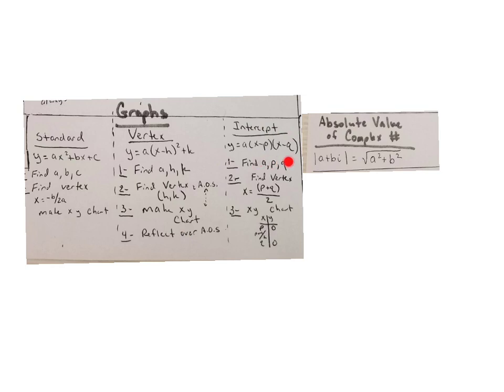Intercept form has two sets of parentheses. You're still going to find A, P, and K. And you're going to find the vertex using the vertex formula for intercept form, which is P plus Q over 2. Then you're going to use the XY chart. P is the first point. The vertex is the second point. Q is the last point.